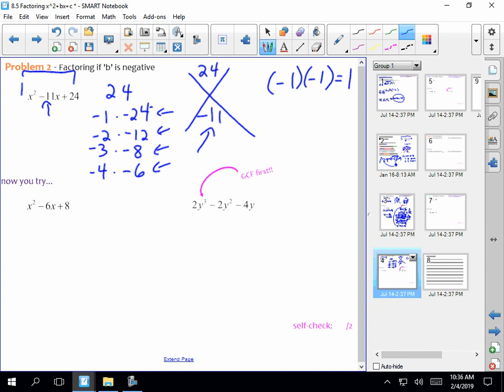But in this case, you can see that -3 and -8 do in fact multiply to equal 24 and add to equal -11. And so my factorization of this, I can sneak it in here, would be x minus 3, x minus 8. And so this is my final answer. That's factoring x squared minus 11x plus 24. So I'm just rewriting that.